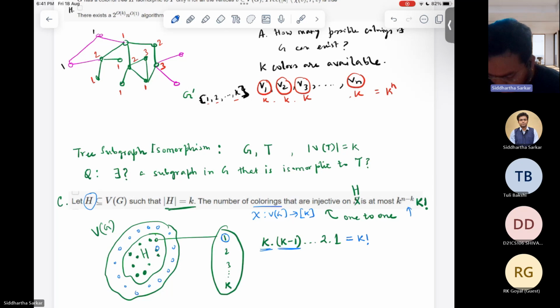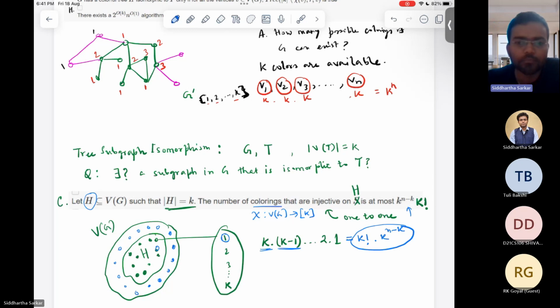And for the rest of the vertices, there is no restriction. So every vertex can be colored in possibly k ways. So how many vertices are left? N minus k vertices are left. So k gets multiplied n minus k times. So therefore, the total number of colorings possible with this constraint is k to the n minus k times k factorial.